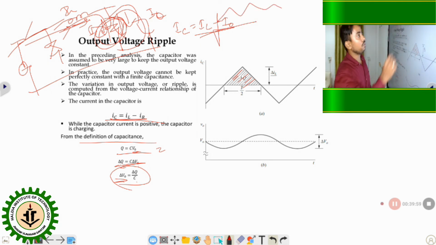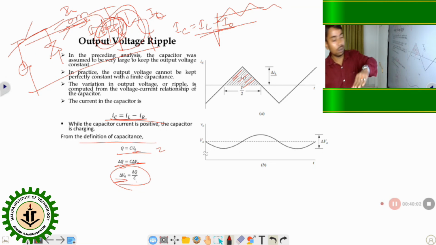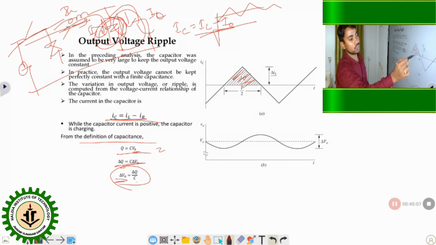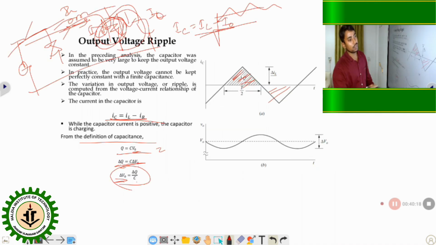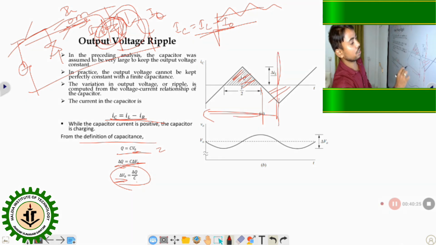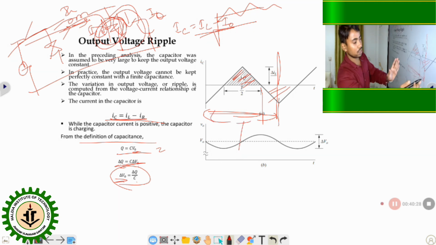So if you look here, this is the total one time period. If this is the total time period T, then in the total time period there must be the on time and the off time. So the half of the area is the stored energy and the remaining half is the discharge energy. Got it? If we take the area, we can say del Q is equal to half into T by 2 into del IL by 2. So from this equation you get del Q. Del Q is equal to T del IL by 8.